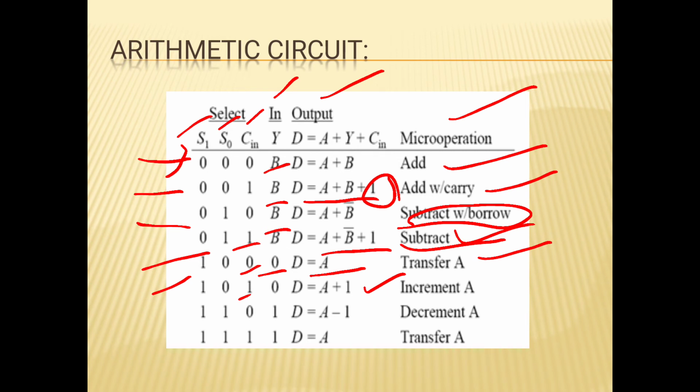Now, when the value of S1 S0 is 1 1 and value of Cin is 0, then it will produce 1 and output will produce A minus 1, that is decrement operation. And when the value of the select lines S1 S0 is 1 1 and Cin is 1, then it will produce A on the D output, that is normal transfer, as A minus 1 plus 1, plus 1 and minus 1 are cancelled out and it will perform the transfer operation.